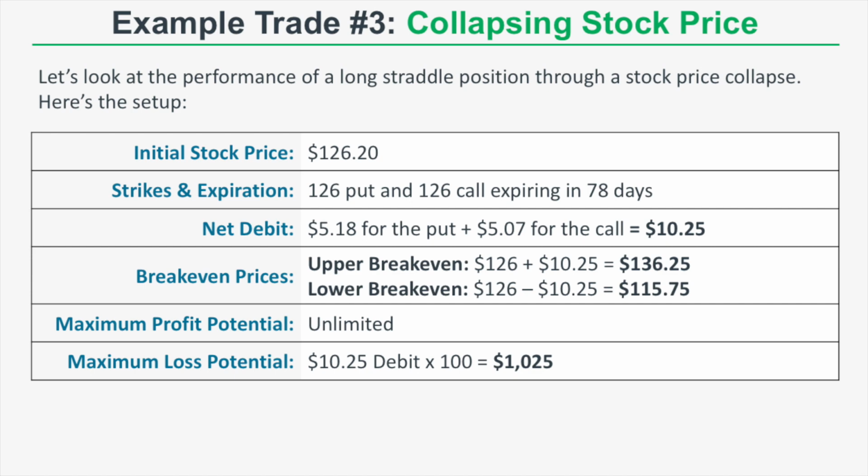So here's the setup. The initial stock price is 126.20, and for our long straddle, we're going to buy the 126 put and 126 call, expiring in 78 days. Now we're going to pay a net debit of $10.25, and that's going to bring our upper break-even price to $136.25 and our lower break-even price to $115.75. Now, as always, our maximum profit potential is unlimited, and the most we can lose is the debit paid times 100, which is $1,025. So let's go ahead and see what happens to this position as the stock price moves through time.